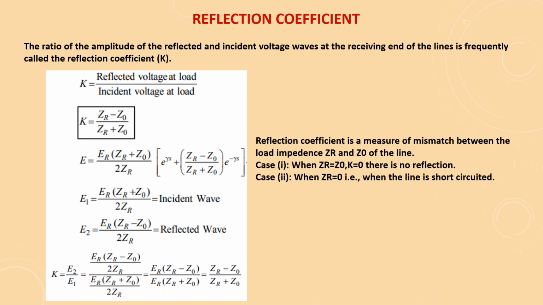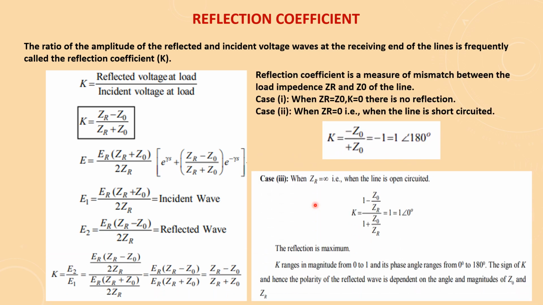Similarly, the third case is when ZR is equal to infinity, when the line is open circuited. If you substitute this condition, K becomes 1 with the angle 0. So again the reflection will be maximum. The conclusion from the reflection coefficient is that K ranges from 0 to 1. Only when K is equal to 0 is there no reflection at all. Other than that 0 value, there will be reflection. At the maximum, when K is equal to 1, there will be maximum reflection.